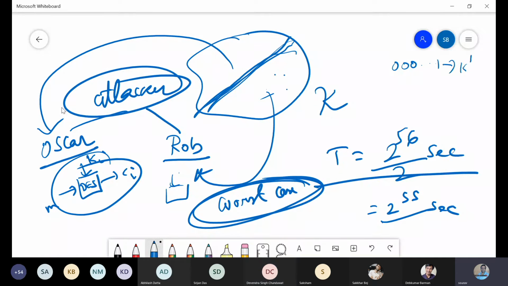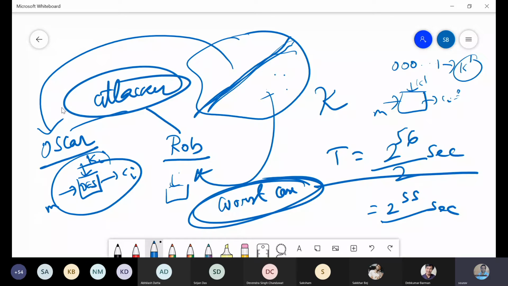Oscar will give the input to that computer, do the encryption, get the CI, and check whether it matches. After this check, Oscar can choose another key like this. So this is sequential execution.